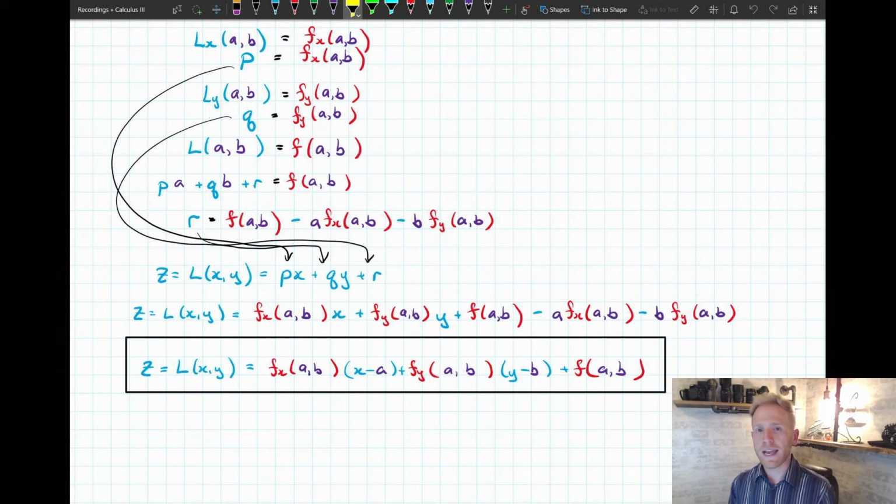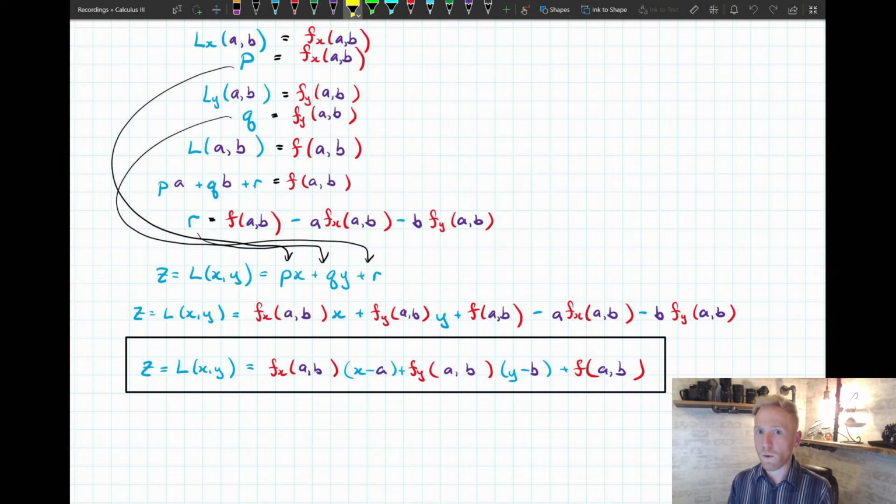So you can kind of get a sense that this is very similar to an mx plus b. In fact, it's really similar to what we have as the equation of the tangent line from single variable calculus. That was f prime of a times x minus a plus f of a. You see how similar this is, right? We've got two partial derivatives though.